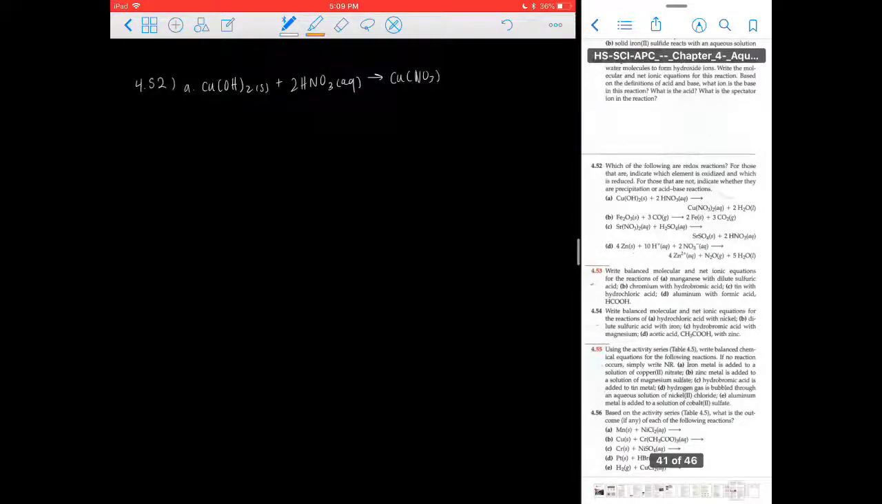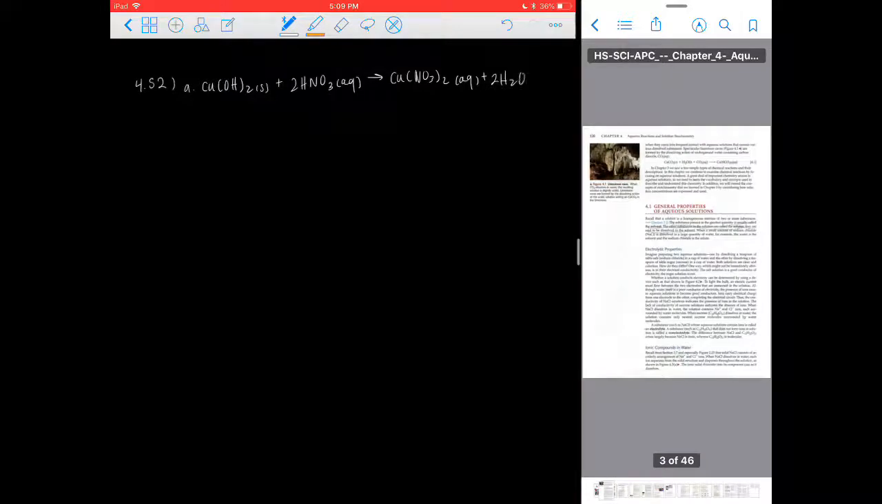You can see that what we have here is a double replacement reaction, which is pretty common. But because we have an acid plus a base, we make water as a liquid as our product.